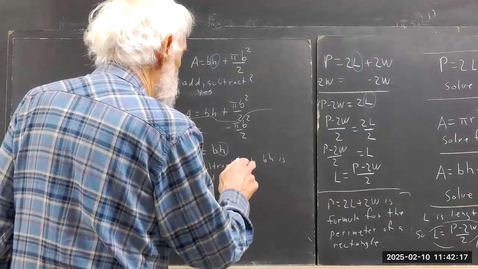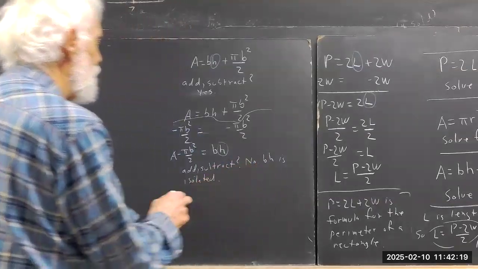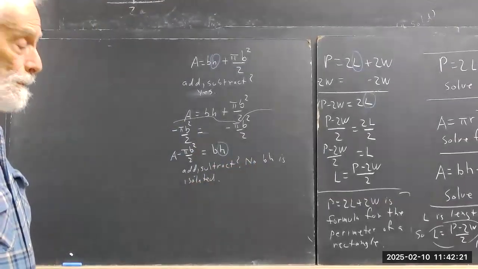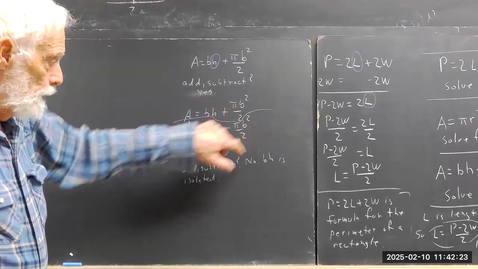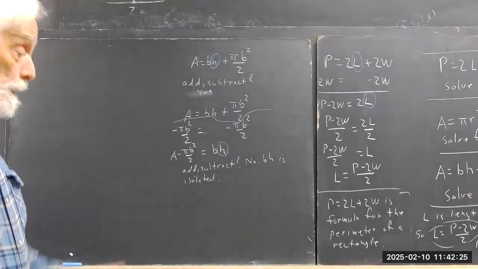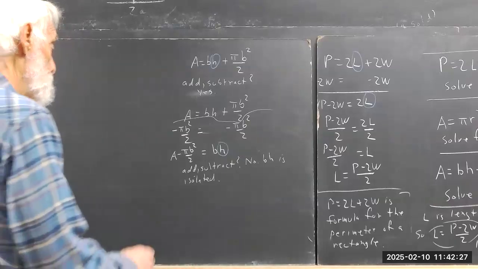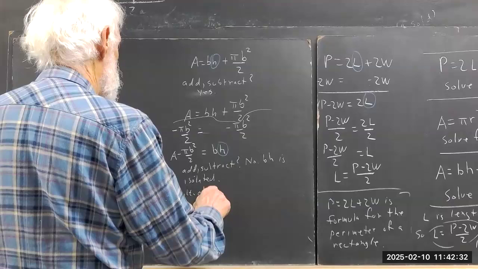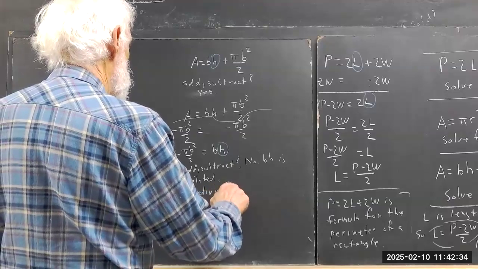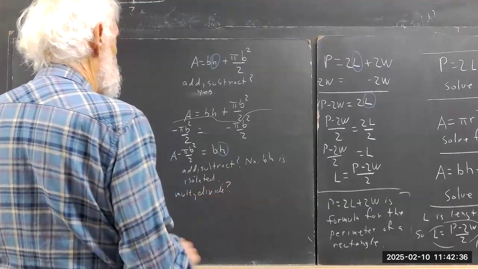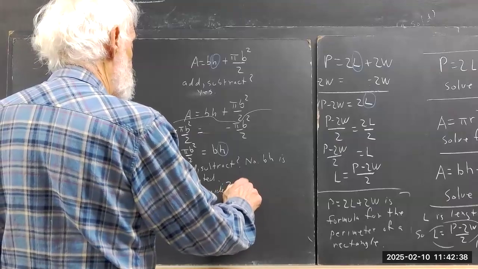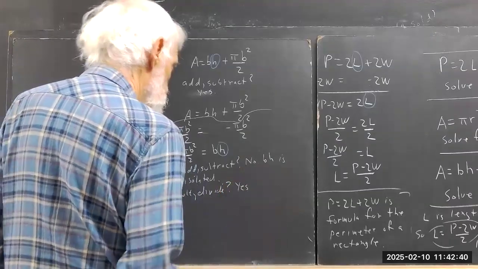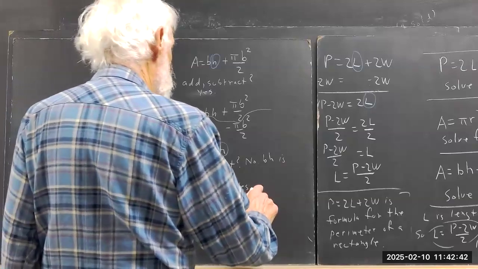I'll say add or subtract. I say no. bh is isolated now. It's there all by itself. There's nothing added or subtracted, but we do have a b in front of it. So do we have a multiplication or division? Yes.